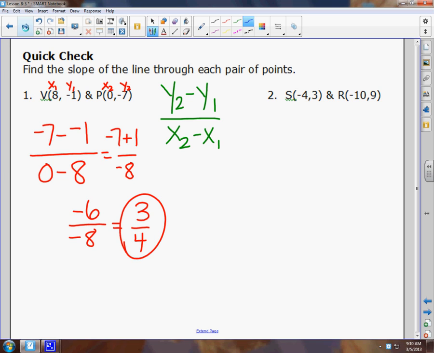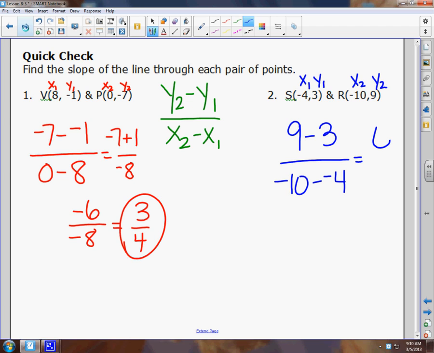All right, for this one, I'm going to go through and label my points again. x1, y1, x2, y2. So then I have y2, which is 9, minus y1, which is 3, and x2, which is -10, minus x1, which is -4. 9 minus 3 is 6, and -10 plus 4 is -6. 6 divided by -6 is -1.